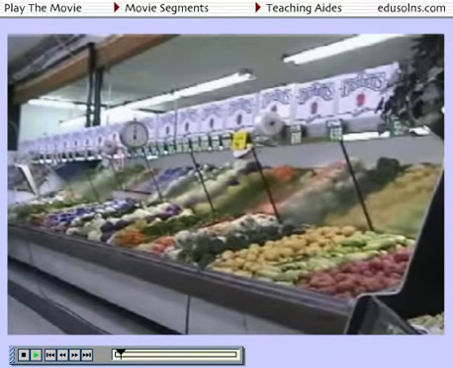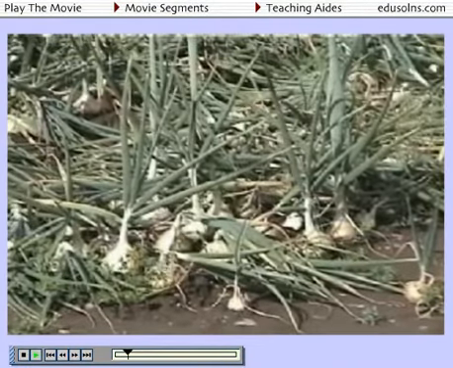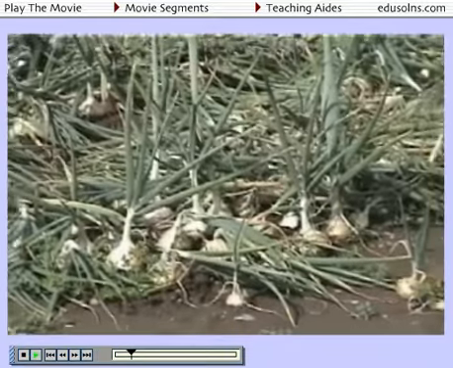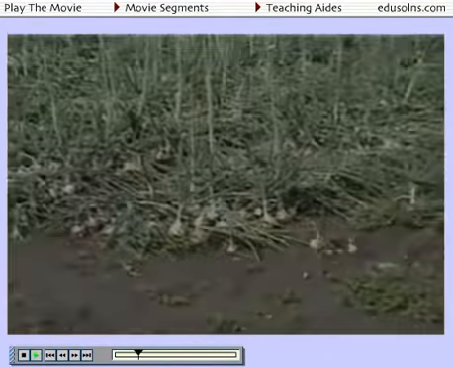Most agricultural crops grown today are exposed to pesticides, fungicides, and herbicides. Organically grown crops are thought to be free of man-made chemicals. How can we monitor the presence or absence of these chemicals in the food we eat?